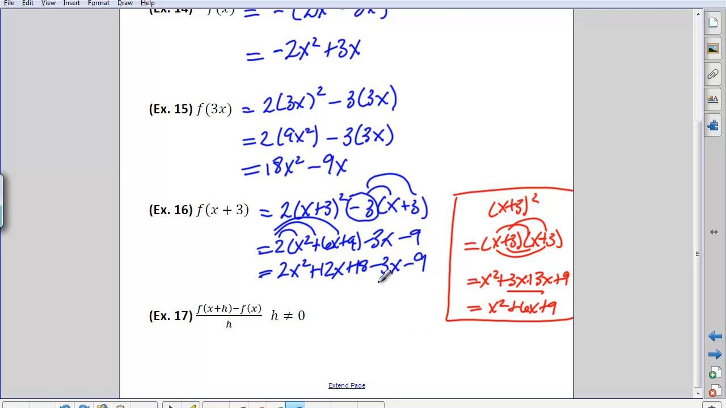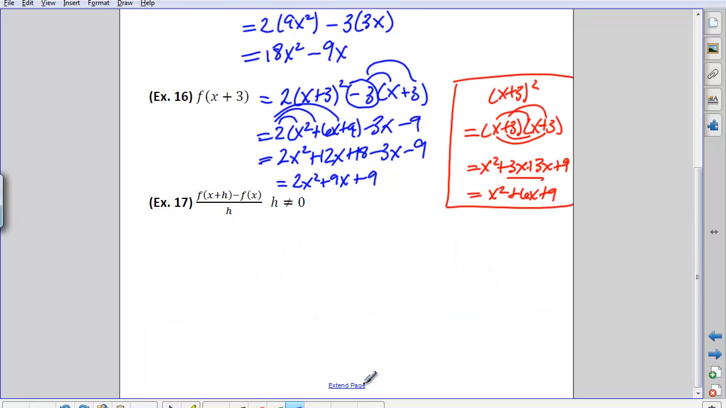And now combining a couple of like terms, 12x and minus 3x make a plus 9x. 18 minus 9 is 9. So that's f of x plus 3. It's 2x squared plus 9x plus 9. Okay.